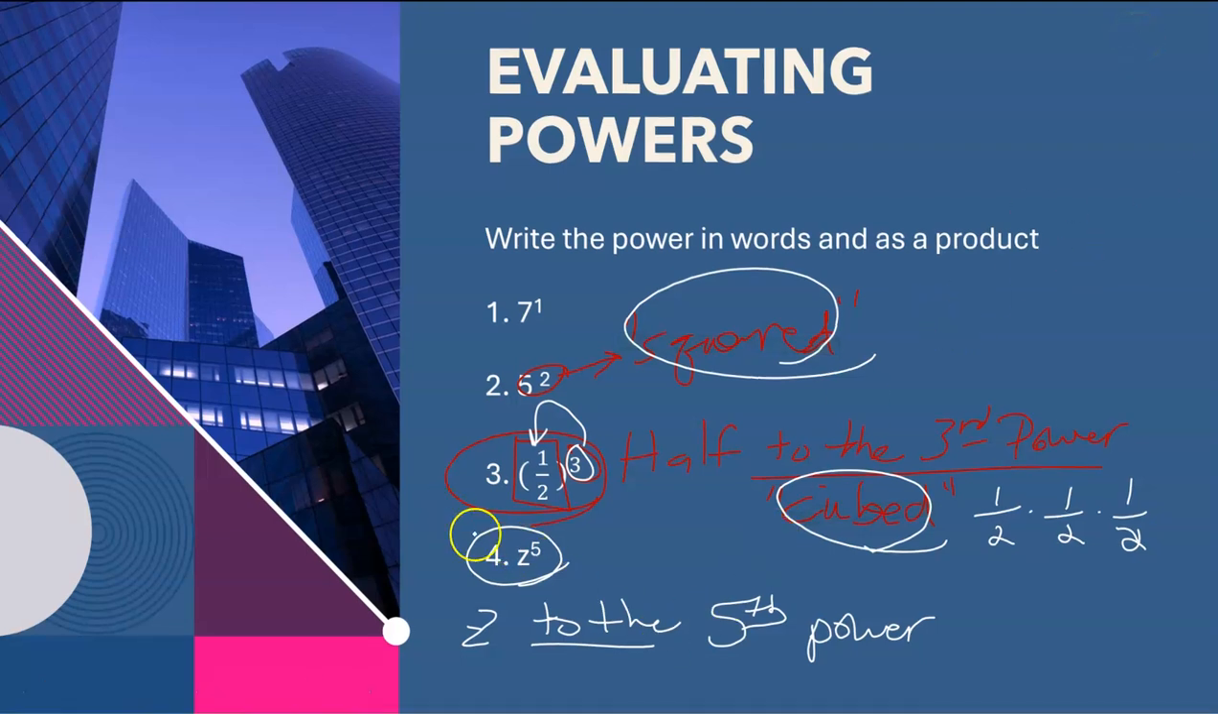All right. Let's write this one as a product of values. We have z as our factor, and that's happening 5 times. Okay, there you go. So that's how we write them. Let's talk evaluating powers.